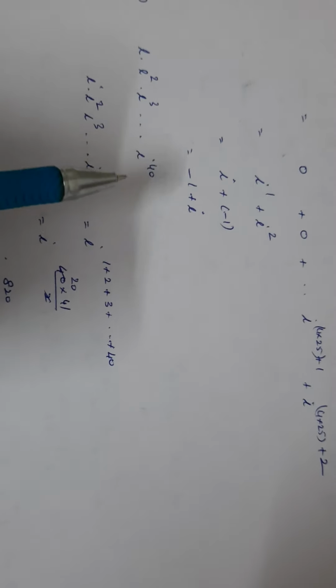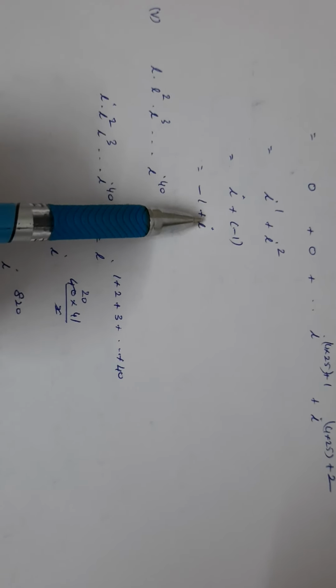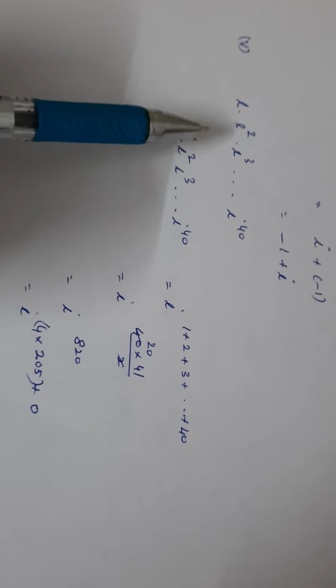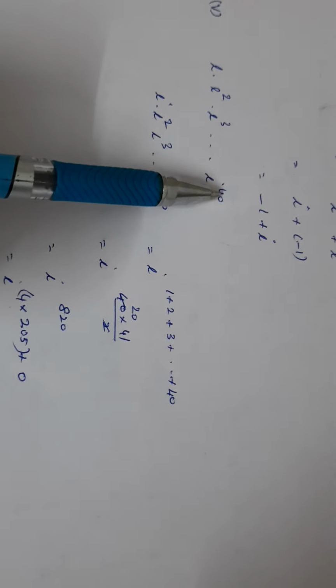All the numbers are complex numbers. So it contains a real part, minus 1, and the imaginary part is also 1. Next example is i into i squared into i cubed, and so on up to i power 40.